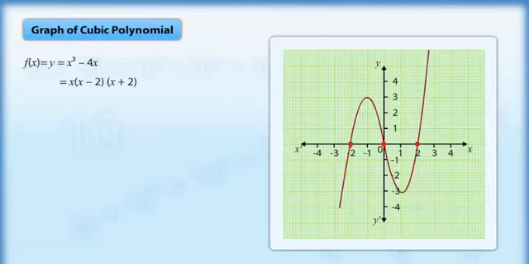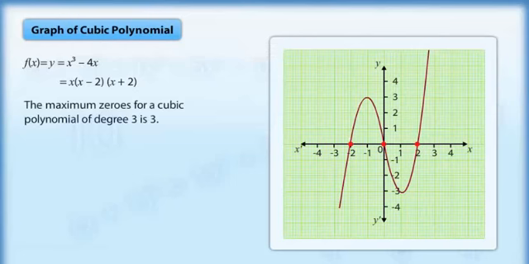Now, let's look at a cubic polynomial. f(x) = y = x cubed minus 4x. This is a polynomial of degree 3. So, what will the graph be like and what are the maximum zeros possible? Let's take a look at the graph. There are 3 x-intercepts. Therefore, the maximum zeros for a cubic polynomial of degree 3 is 3.